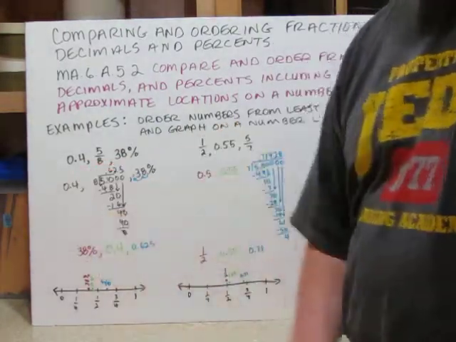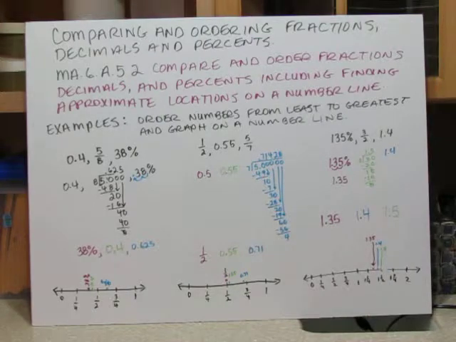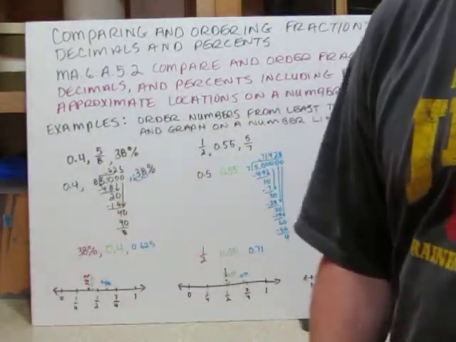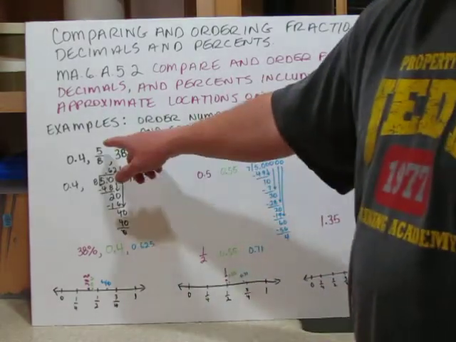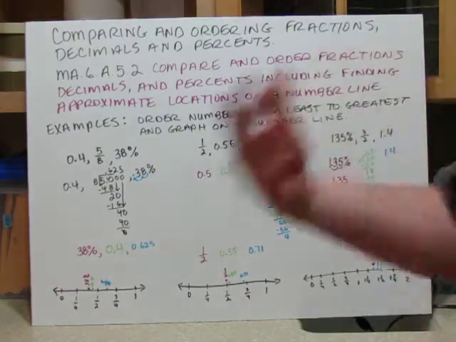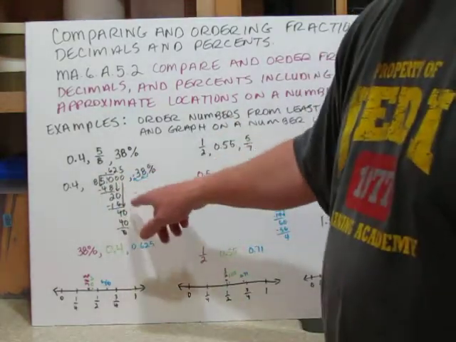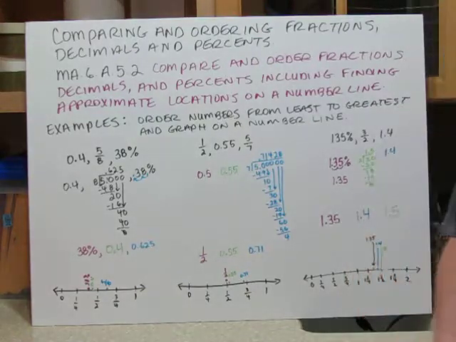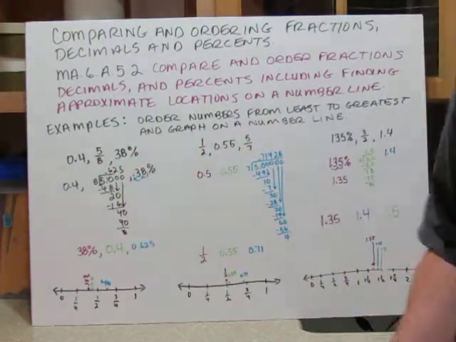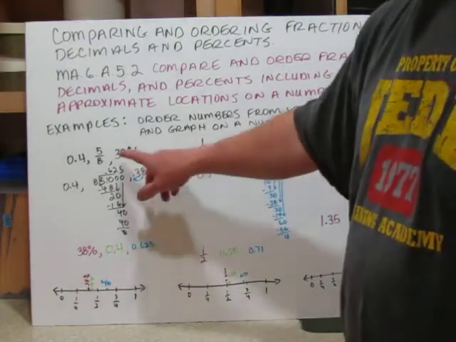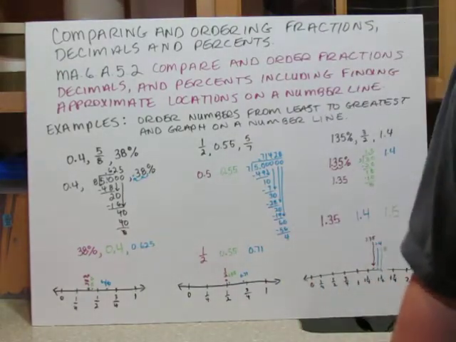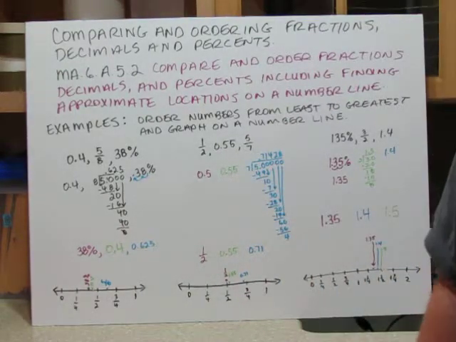So 0.4 stays the same. There's not much I need to do here. 5/8, however, I need to do the division. Remember, that's what a fraction is, division. So you need to divide 5 by 8. That means 5 goes inside and 8's on the outside. I do my division and I come up with 0.625. And then 38%, super easy. That's why I like doing decimals. All I have to do is divide by 100, and that moves my decimal 2 places to the left, and that gives me 0.38.